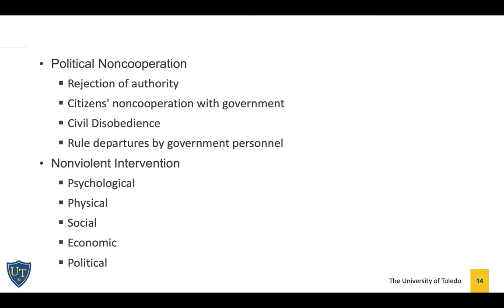Also, rule departures by government personnel are a form of nonviolent resistance, and a prominent type of political non-cooperation is civil disobedience. That is, the intentional breaking of unjust laws to bring attention to the injustice of those laws. We will discuss at length the idea of civil disobedience in the next lecture. Various types of nonviolent intervention can also be employed: psychological, physical, social, economic, and political.